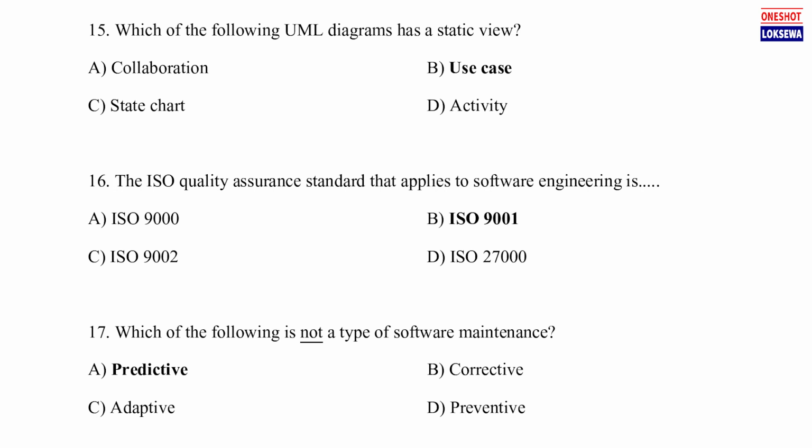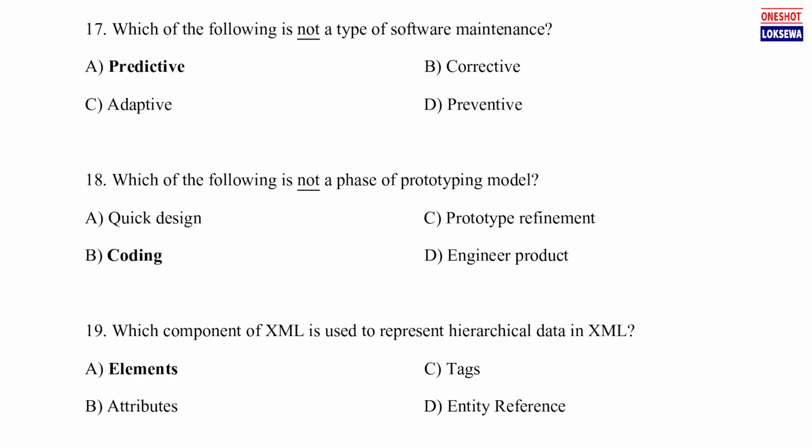16. The ISO quality assurance standard that applies to software engineering is A. ISO 9000, B. ISO 9001, C. ISO 9002, D. ISO 27000. 17. Which of the following is not a type of software maintenance? A. Predictive, B. Corrective, C. Adaptive, D. Preventive. 18. Which of the following is not a phase of the prototyping model? A. Quick design, B. Coding, C. Prototype refinement, D. Engineer product.